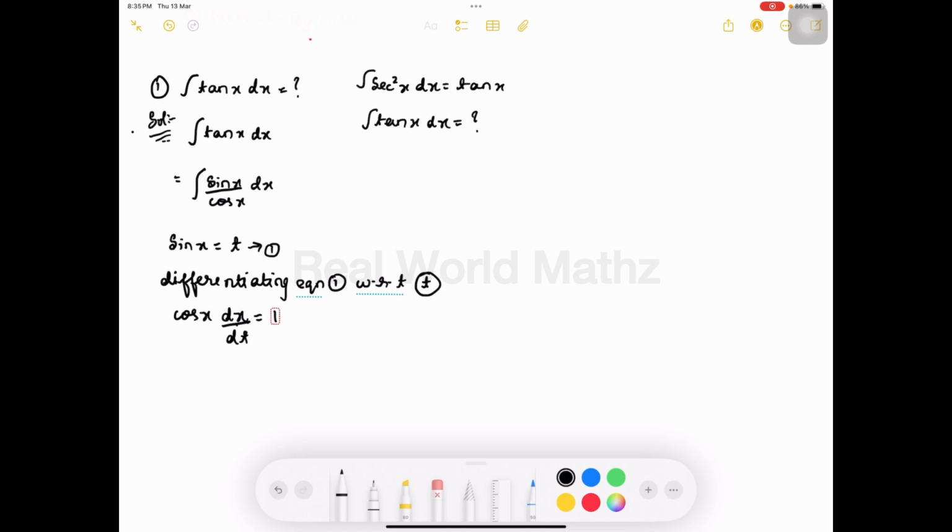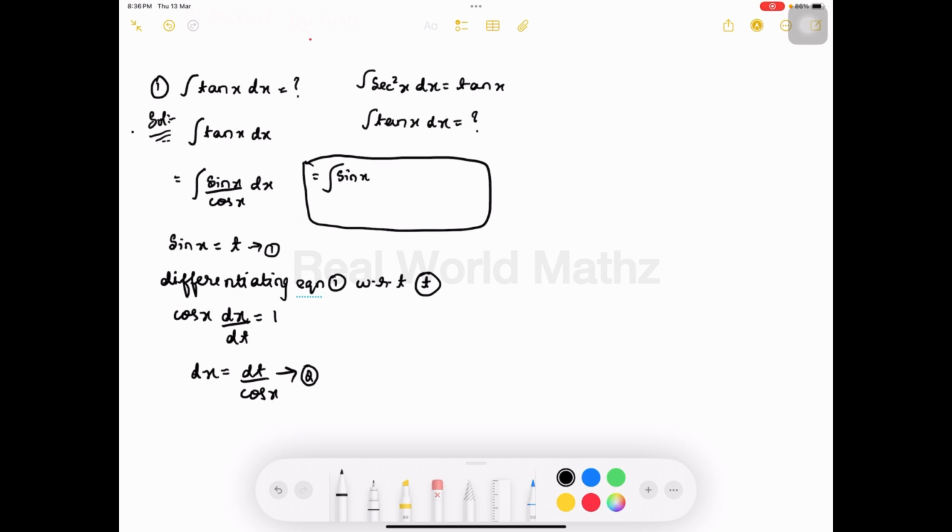So now I'll express it in the form of dx. So dx is equal to dt by cos x. Consider it as equation number 2. Now I'll be substituting equations 1 and 2 here. Actually we are just checking which one can be substituted as t. It's not necessary that you'll land up with an answer. I'll continue here. I'll write integral of sin x. Sorry, sin x I have taken as t.